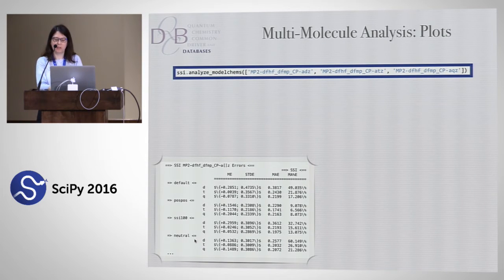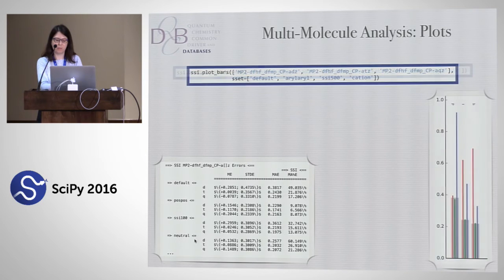QCDB is hooked up directly to Matplotlib, so we can also plot these summary statistics. Here for D, T, and Q, we can see that on the whole, the error is reducing, as shown by the height of the thick gray bars, whereas, for instance, for some chemical subsets, the error might be increasing, shown by the thin red bars.